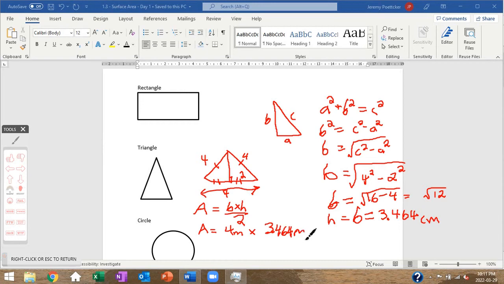That is not super pretty. Running out of space. Area is equal to, and we're going to go 4 times 3.464 into our calculator. We end up with 13.856, and then I have to divide that by 2. 6.928 meters squared.